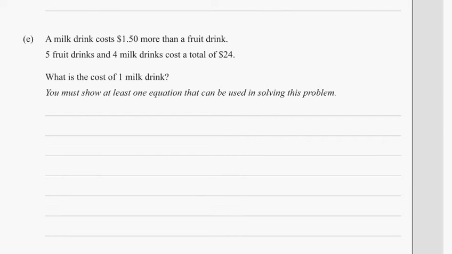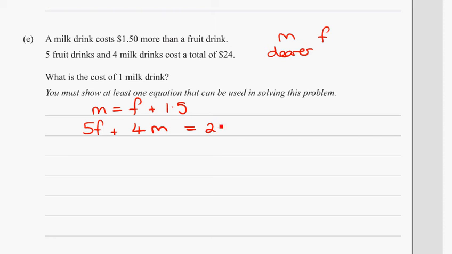Part E. A drink costs $1.50 more. Milk costs $1.50 more than fruit. So milk is dearer. Doesn't suggest any variables, so we can make up our own. So milk is going to be fruit plus $1.50, because a milk drink is dearer than a fruit drink. 5 fruit drinks plus 4 milk drinks, cost a total of $24.